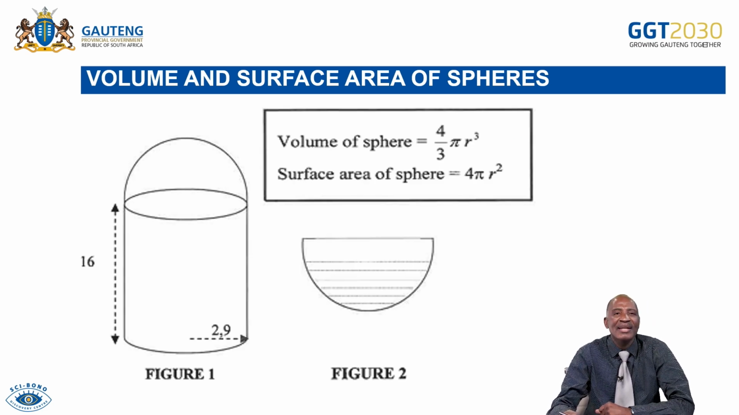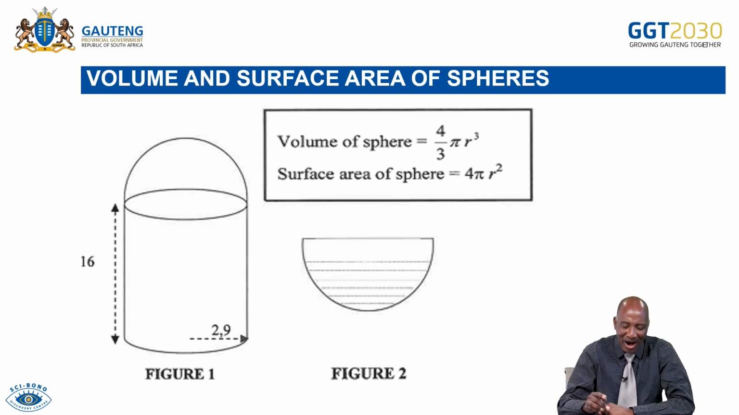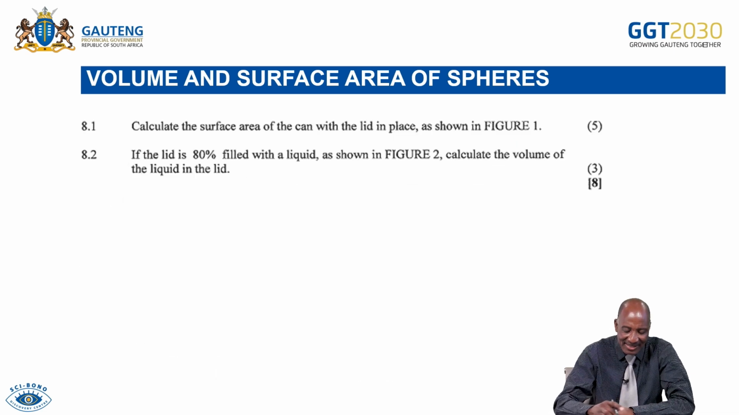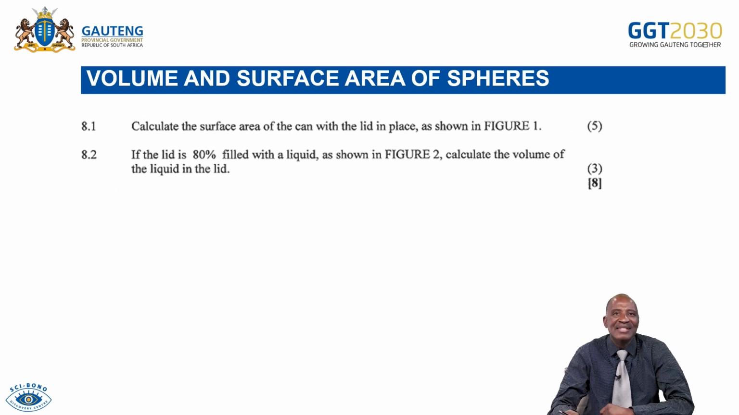There is your aerosol. An aerosol is a compressed liquid, could be gaseous and what have you, the ones that are like sprays. So they are contained in such a prism whose radius is 2.9. And we are asked to determine the volume of the first part, then it says, calculate the surface area of the can with the lid in place as shown in the figure below. How would you determine the total surface area?